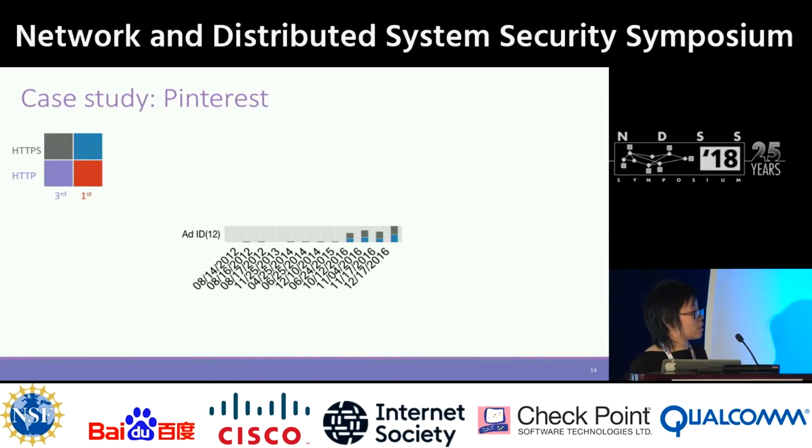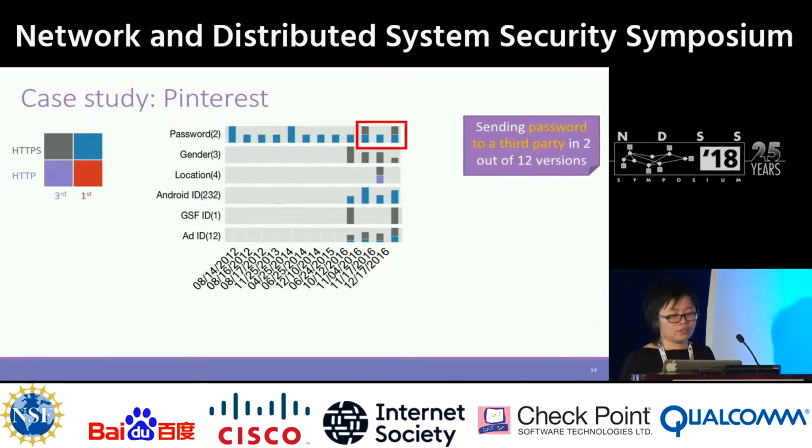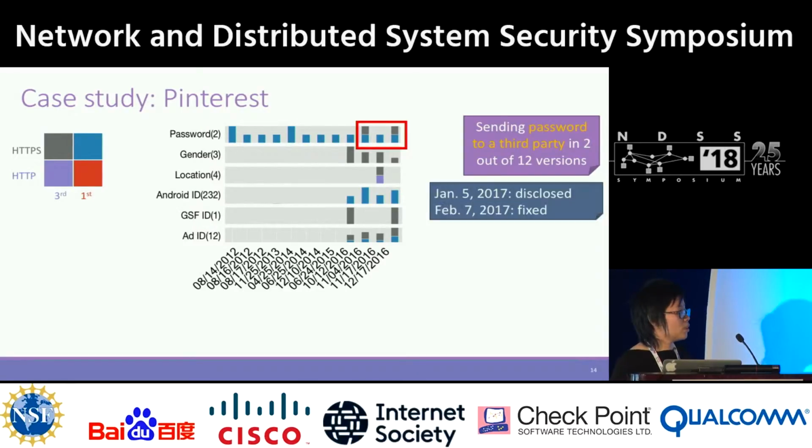Now I'll show you a case study. Here, I'll show just the first PII type leak. Over time, if you look at the last bar, the advertising ID is leaked 12 times to both first and third party. And we have this information for different PII types. Now, the first thing that stands out is the password leak. In 2 versions of the app we've studied, they send it to a third-party library. And this is Pinterest. It's used by millions of users. So we did a responsible disclosure, and the developers fixed it within a month.